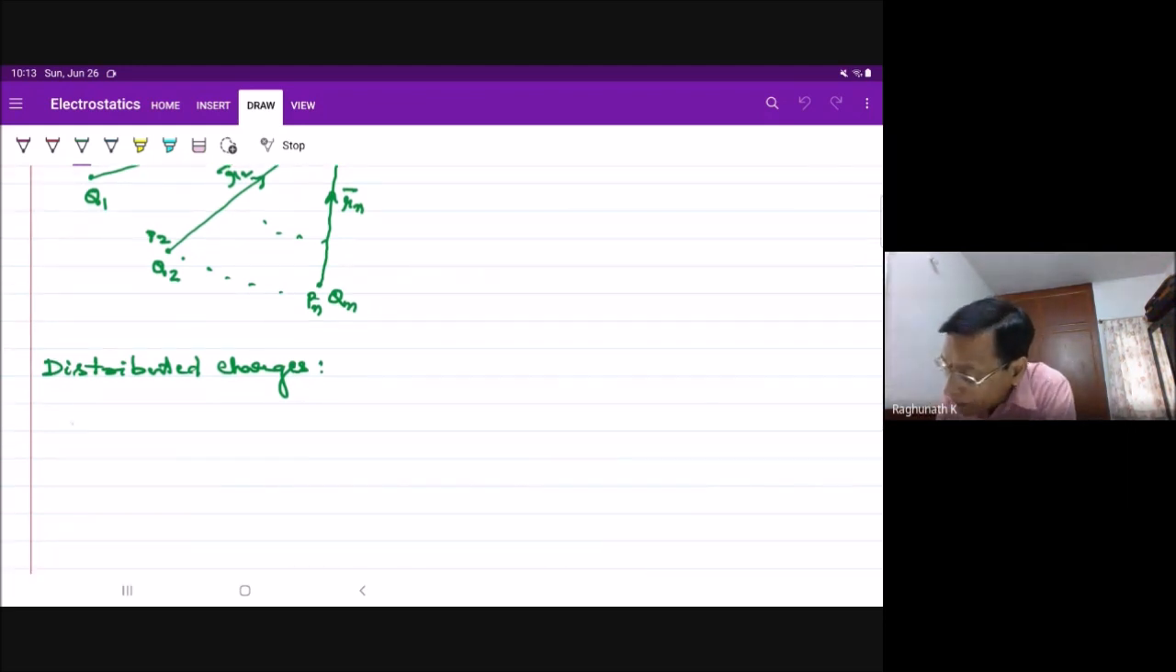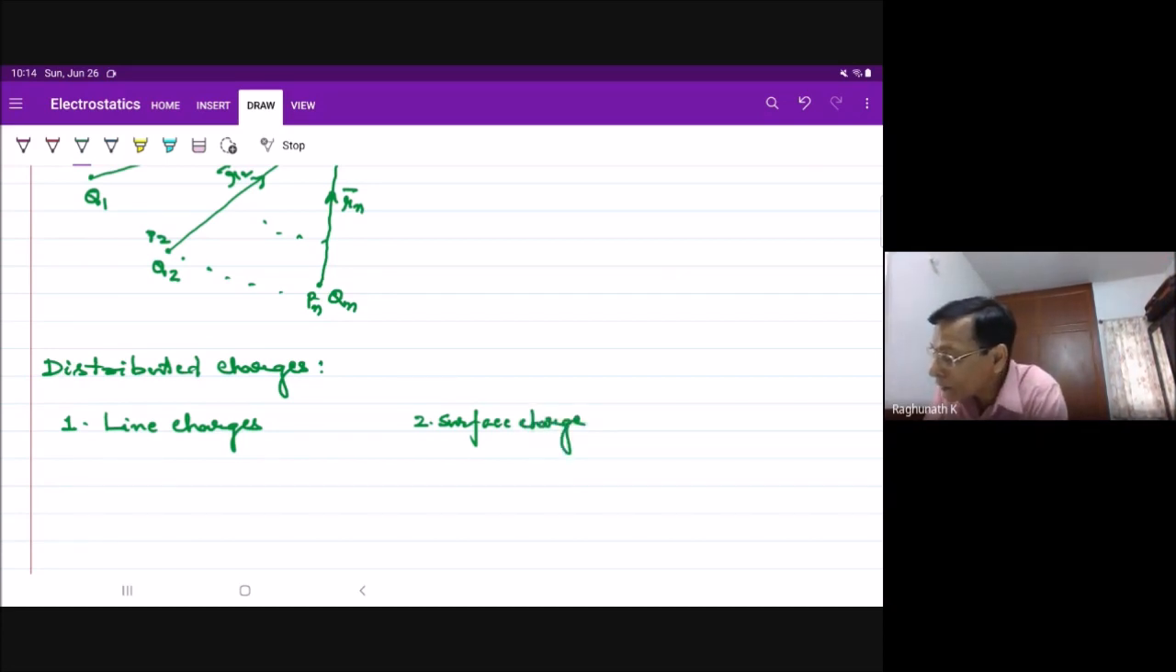These charges can be line charges, in which charges are distributed on a line; surface charges, in which charges are distributed on a surface; and volume charges, in which charge is distributed in a volume.